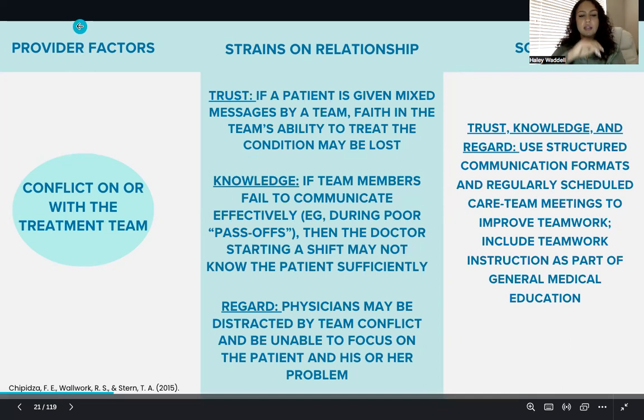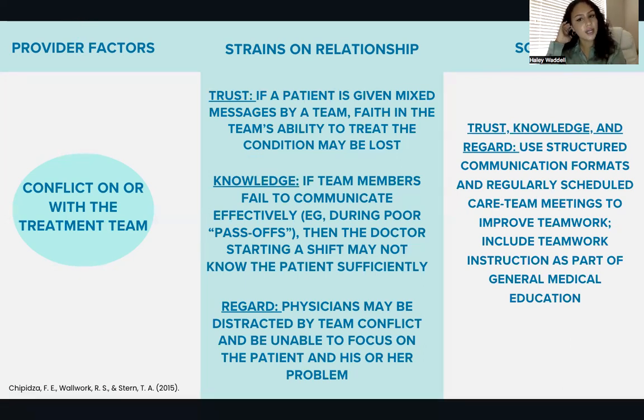Okay, so the last provider factor we're going to go over is conflict with the treatment team. You're not the only person in the care team taking care of this patient, whether it be techs, nurses, other attendings, another specialist, whatever. There's conflict. There's somebody who's been doing it for 30 years, and you've been doing it for 5. You might have different perspectives on what treatments you would like to try.